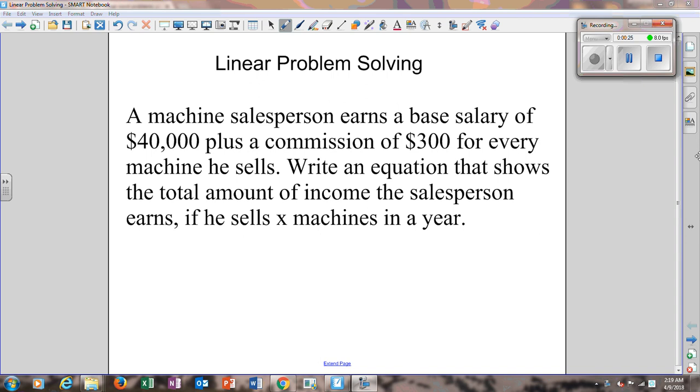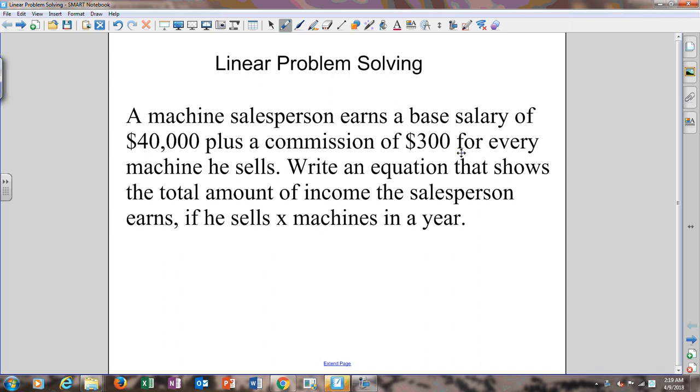Some keywords to look for, like in this example, it says a machine salesperson earns a base salary of $40,000 plus a commission of $300 for every machine he sells. Anytime it says for each, per, all that means you multiply this number times a variable. So it tells you that he's selling x machines, and so in your equation you have 300x already.